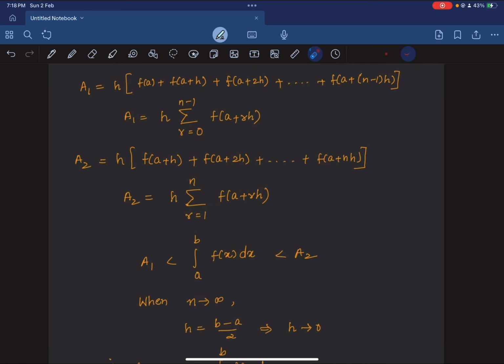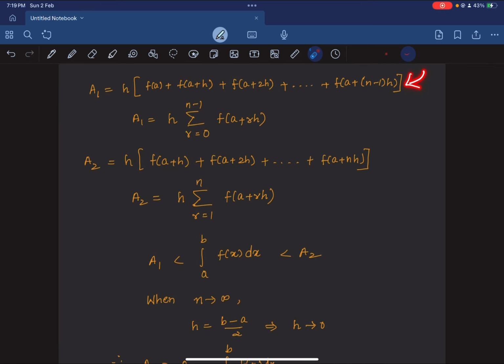Now I have just written down a1 in case of n rectangles. So here this is simply a plus 0h. This is a plus 1h, this is a plus 2h, this is a plus (n minus 1)h. So we can write this whole thing as a summation, r runs from 0 to n minus 1, f of a plus rh. You put r equal to 0, you'll get this term. You put r equal to 1, you'll get this term. You put r equal to n minus 1, you will get this particular term. So this is the sigma representation of a1.